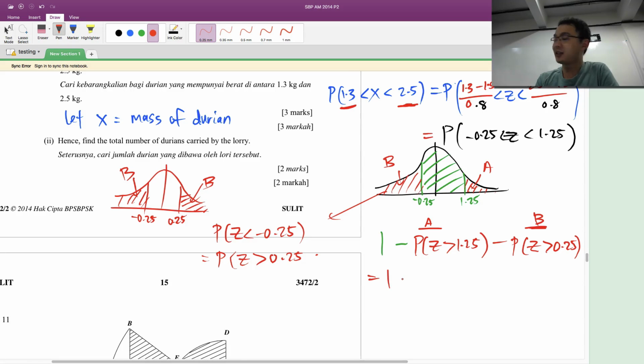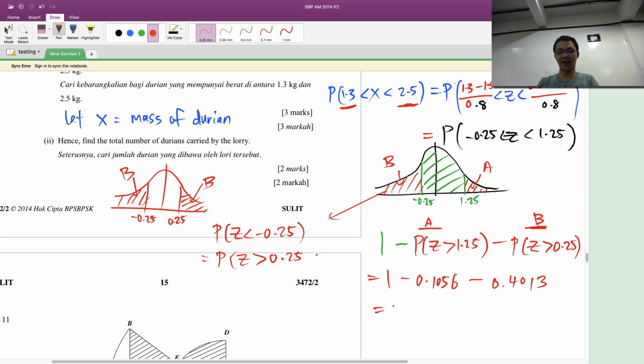Alright, then you have to take out your z value table. I hope you have the z value table with you. If you don't, maybe I want to take, where's my z value table? Oh, it's over there. Okay, my z value table shows that if bigger than 1.25, you just use the table to find 1.25. The table will look like this. For 1.25, you will get the value 0.1056. If bigger than 0.25, the value is 0.4013. Then you just minus.